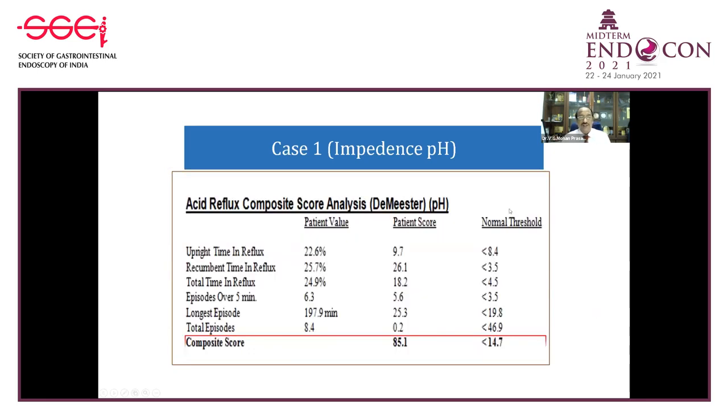You see here this DeMeester score, or the composite score, which looks at the totality of the reflux: upright time and recumbent time reflux, total time, episodes over 5 minutes, longest episode and total episodes. Normally the DeMeester score has to be below 14.7. You see here it is 85.1, which means significant acid reflux for prolonged periods, and the longest episode was beyond 3 hours, 197.9 minutes.